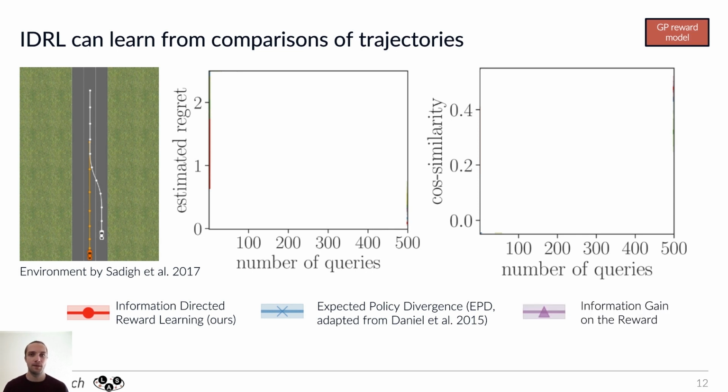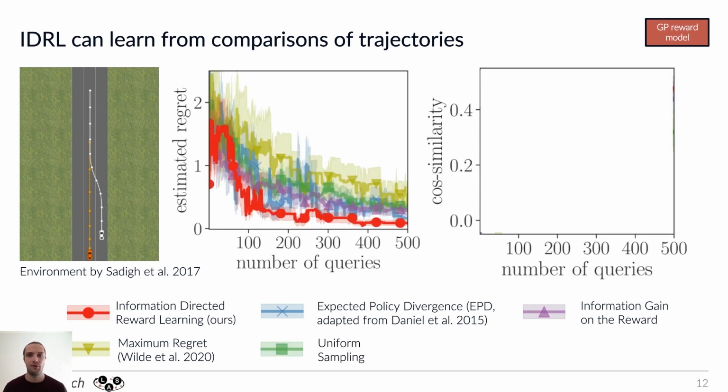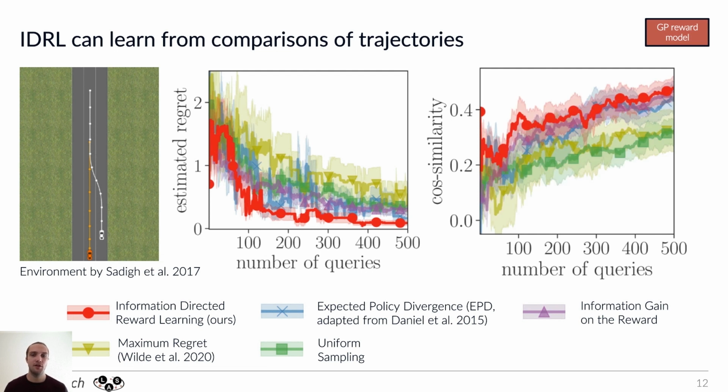We compare to uniformly maximizing information gain on the reward to select queries. We compare to maximum regret, which is an acquisition function that is designed for this setting where we compare comparisons of full trajectories. And we use uniform sampling as a baseline. Here in the regret plot, you can see that IDRL can learn a good policy faster than the other methods. In this simple environment, you can also see that it learns a similarly good reward function measured in terms of cosine similarity.